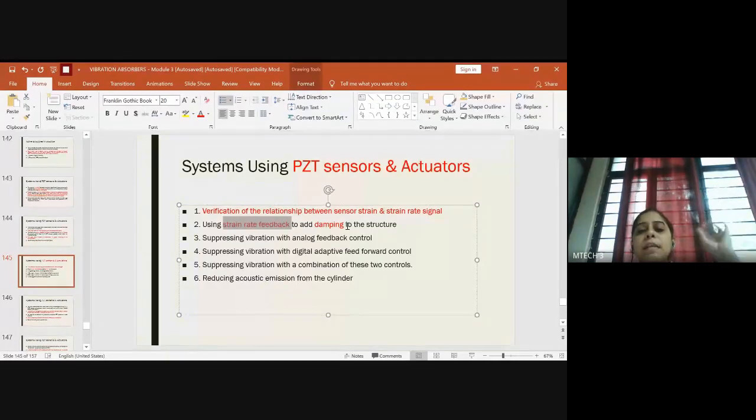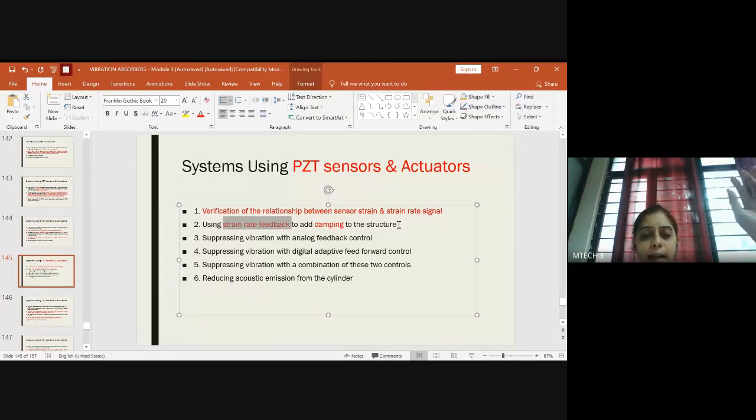So damping here is nothing but the vibration absorbers, what we have studied already in the early part of our module 3, right? So all these experiments were connected in sequence one to other. So you should be very careful how systematically he has performed all the experiments, right? So based on the strain rate, he will think whether damping has to be added or not.